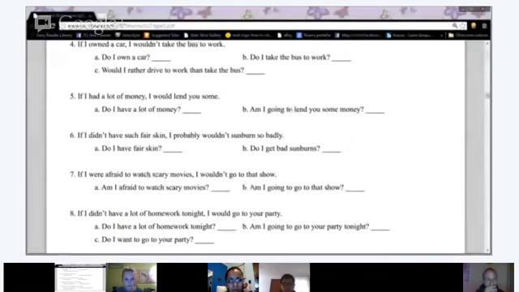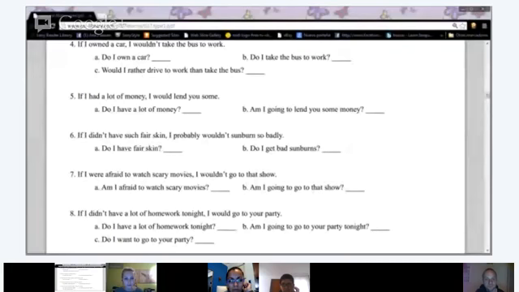Okay. 6, please. If I didn't have such a fair skin, I probably wouldn't sunburn so badly. Do I have fair skin? Yes. Do I get bad sunburns? Yes. Okay, good.